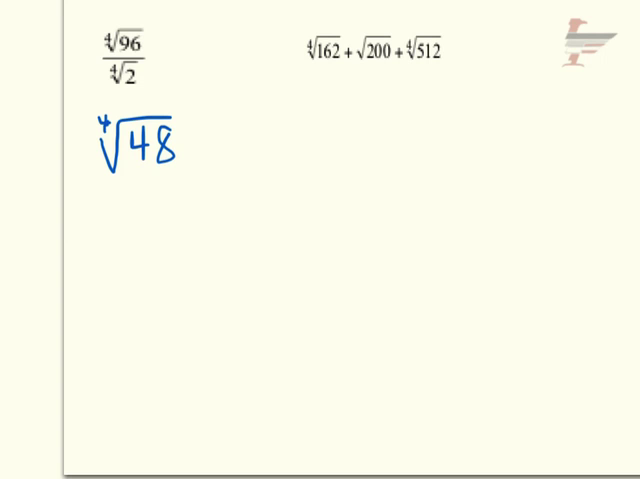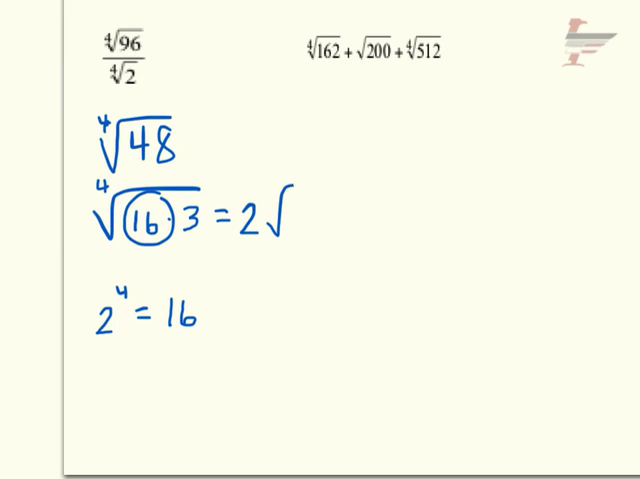And then you're looking for perfect fourths. So 2 to the fourth is 16. Well, I'm going to stop there because, again, I know 16 goes into 48. So I'm going to rewrite that as 16 times 3, and the fourth root of 16 is 2, so it's 2 fourth roots of 3.